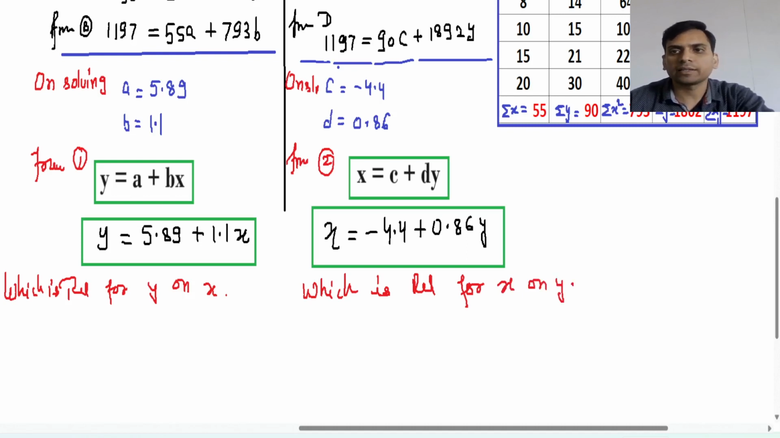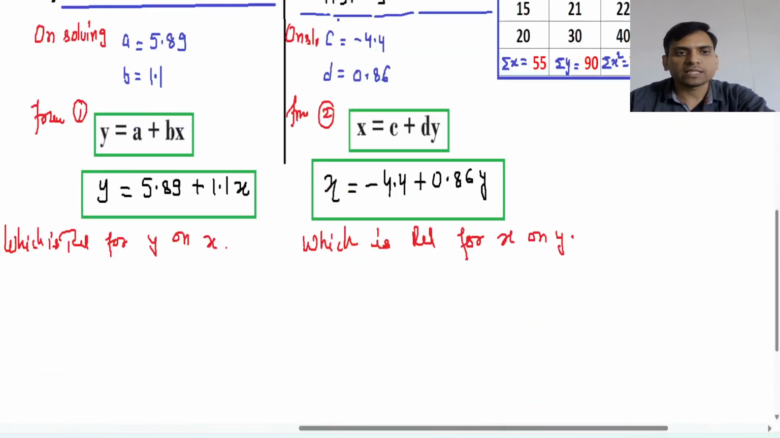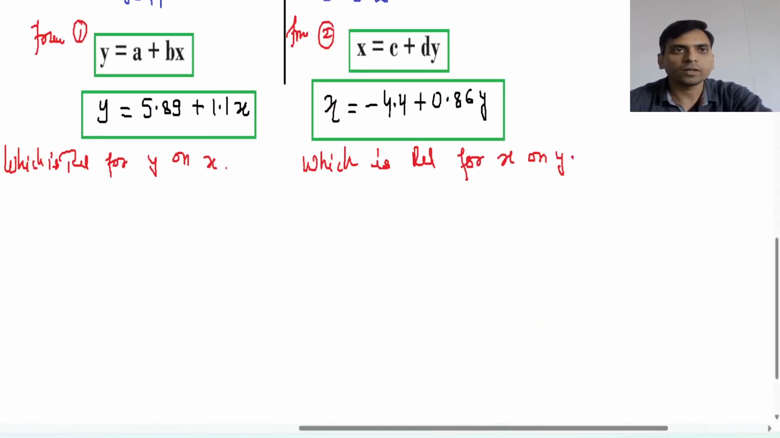Now the second part. By using least square method, also find sales when advertisement expenditure is 25, and find advertisement expenditure when sales target is 45. So for the first case, we will put x is equal to 25 in this equation, and for the second part, when target sale is 45, we will put y is equal to 45.